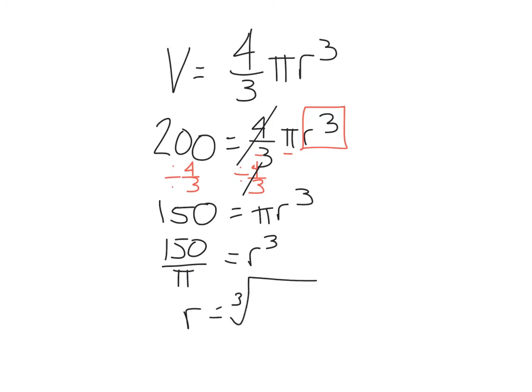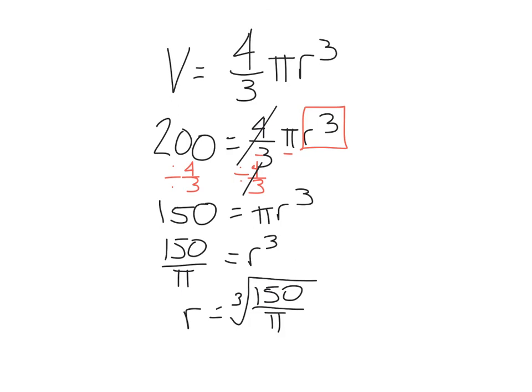And you have a button on your calculator that does that. So r will be the cube root this time of 150 over pi. So for example, the cube root of 64 is 4, because 4 is the number that you times by itself 3 times to get 64. Cube root of 27 is 3, because 3 times 3 times 3 equals 27.